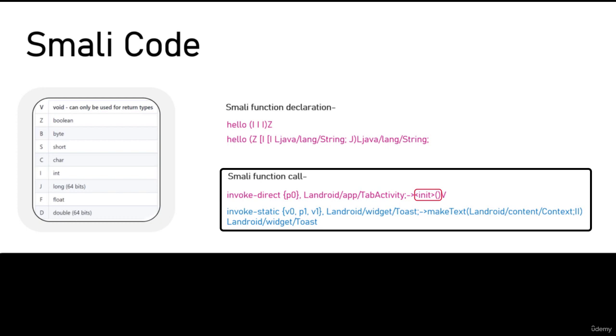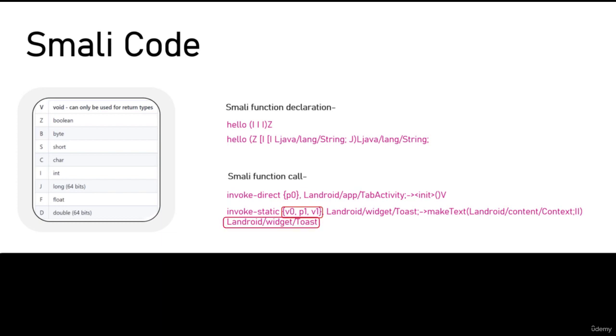Init is defined in the tab activity class, and it's one of the class's private functions. Init gets no parameters, as you see. The second example is a function call to the make text function. The function gets 3 arguments: context object, int, and another int. Between the curly brackets, you see the parameters that are sent as arguments to the function: v0, p1, and v1. The returned value is a toast object.